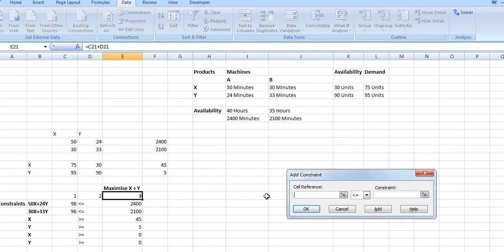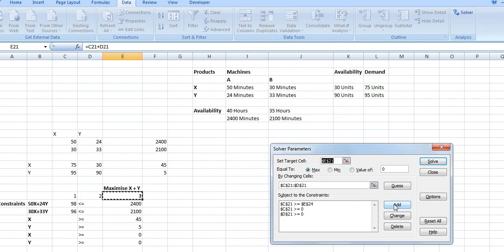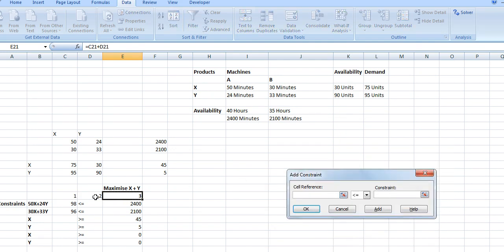We can add another constraint for this problem. It's X should be greater than or equal to 45, and Y should be greater than or equal to 5.